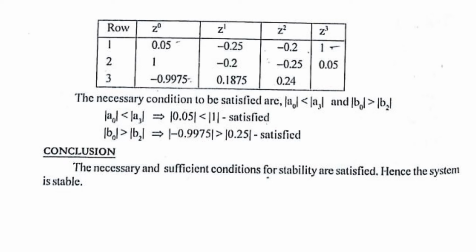Next you have to check the condition. The first condition is A0 should be less than A3. So what's your A0 here? A0 is 0.05 and A3 is 1. So 0.05 is less than A3, that is 1, which is satisfied.